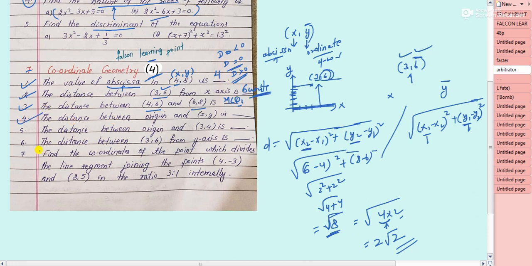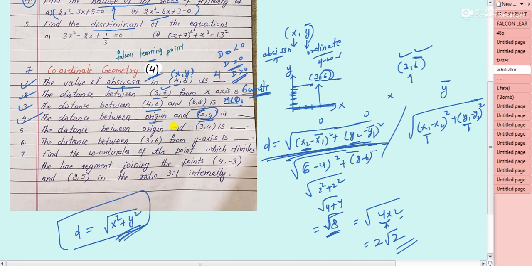Got it? Next question is the distance between origin and point (x, y) is dash. So always remember, from origin if you substitute in this formula, either x1 y1 will be 0 comma 0 or x2 y2 will be 0 comma 0. So the formula becomes root of x square plus y square. So what is x here? It is x only and y is y only. So this is the distance between origin and any point. If the point was p comma q, the formula becomes root of p square plus q square. If it is m comma n, so root of m square plus n square. As simple as that.